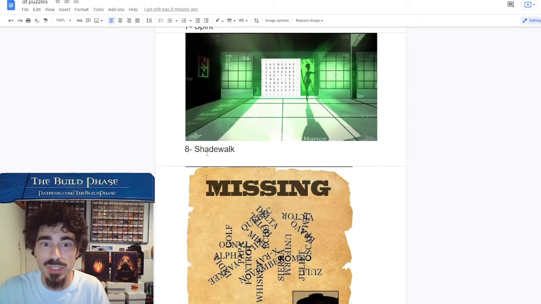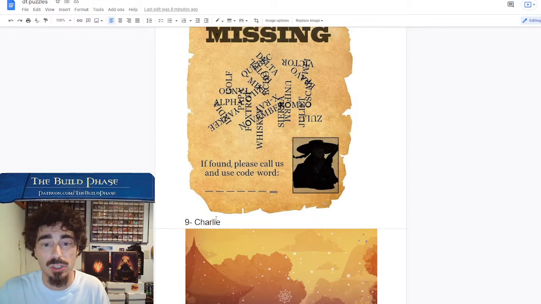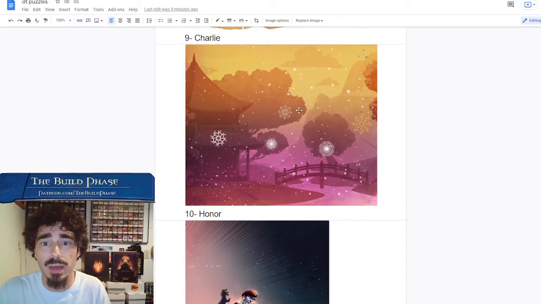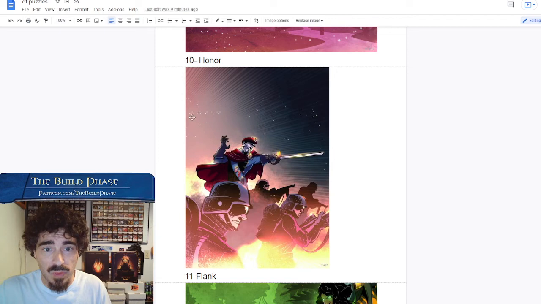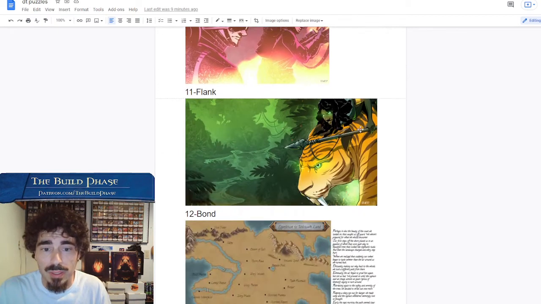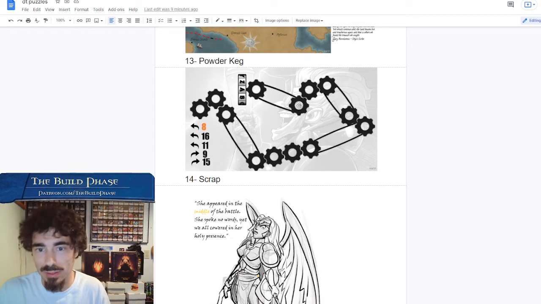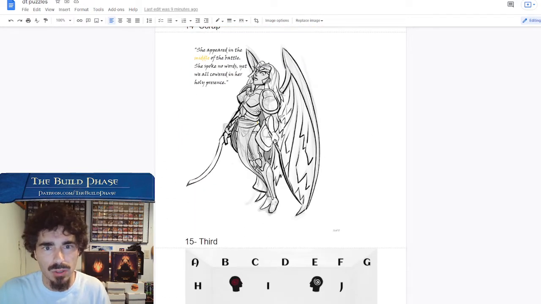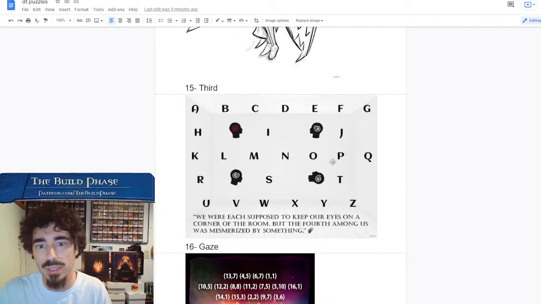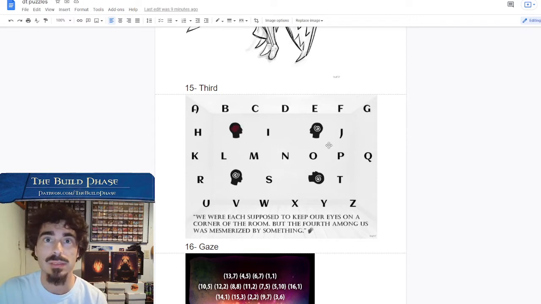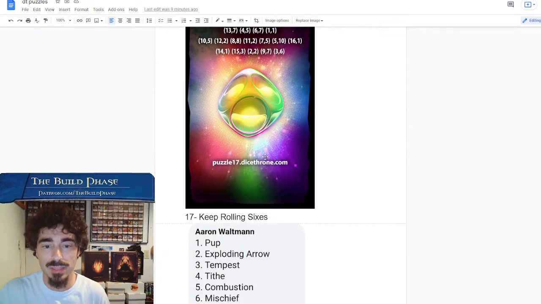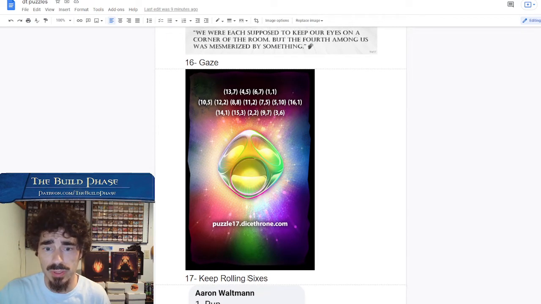Spirit, which is a reference to the Treant. Shadewalk, which is a reference to the Ninja. Charlie, I believe the Gunslinger's full name is Charlotte, so Charlie must be her nickname or whatever. Honor. Flank, you can see the Morse code up here. Bond between Nyra. Powder Keg is a reference to the Pirate. Scrap, and you can even see the Artificer there. Third, I'm not sure I understand the angel one. The seraph one was not one that I solved myself. Gaze, this has the mesmerized token from the vampire lord here. And then the 17th puzzle is keep rolling sixes.